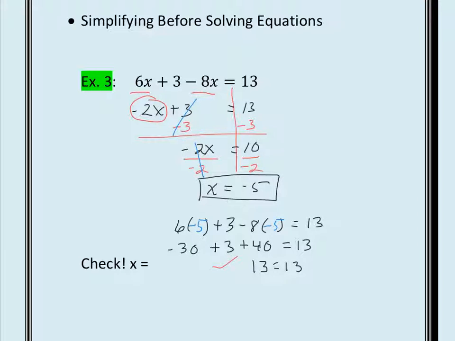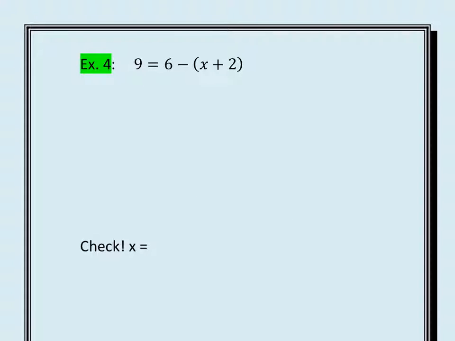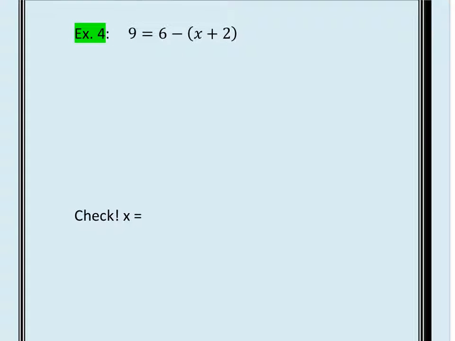Example 4. In example 4, this one tends to be difficult because of this subtraction sign right there. Oftentimes, you only subtract the x, not the 2. In other words, we have to subtract this entire set of parentheses. And technically, what we have in front of the parentheses is a negative 1.